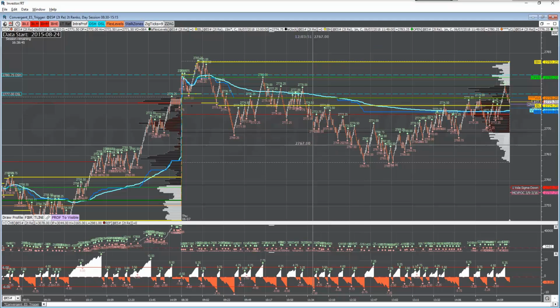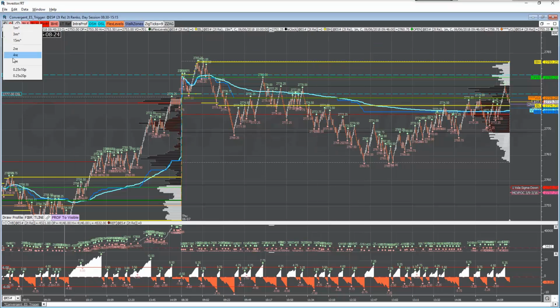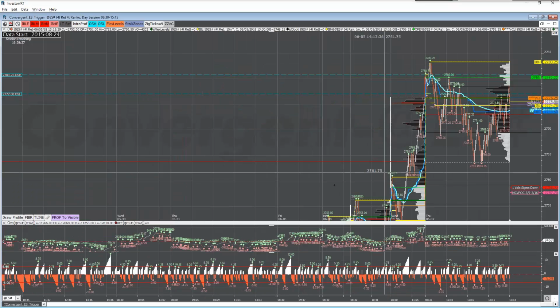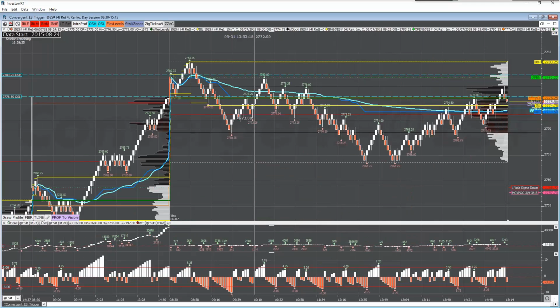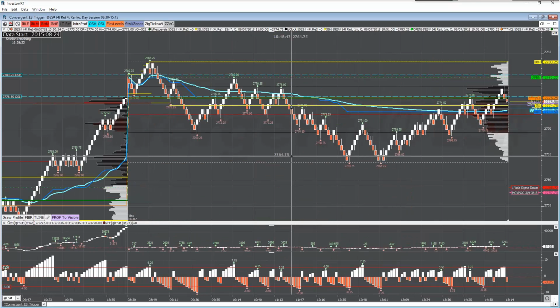So this is a 2-tick Renko chart. Let's switch to a 4-tick Renko because of today's noise. But the first question is, where are we opening compared to the prior day? That's clue number one. What kind of opening are we getting? What kind of an opening are we getting once we get going?